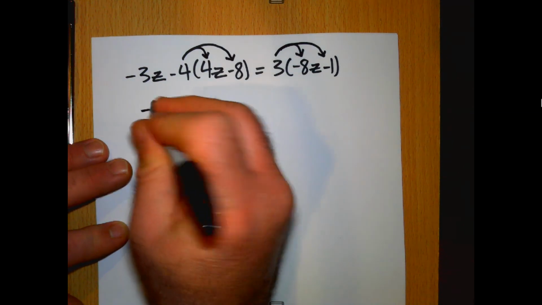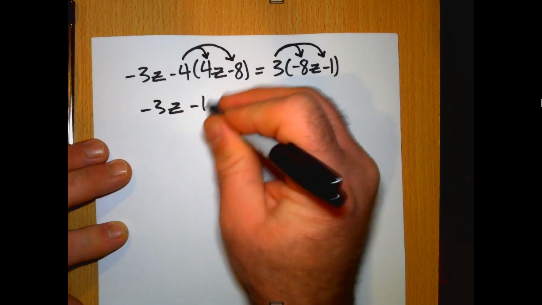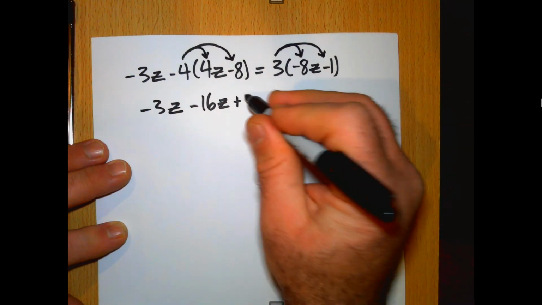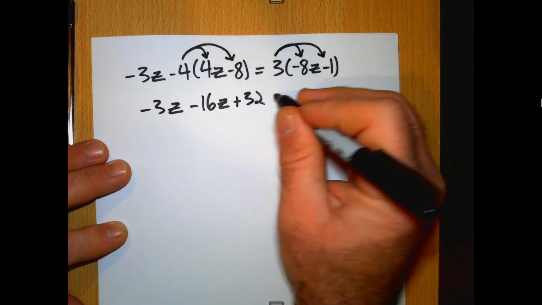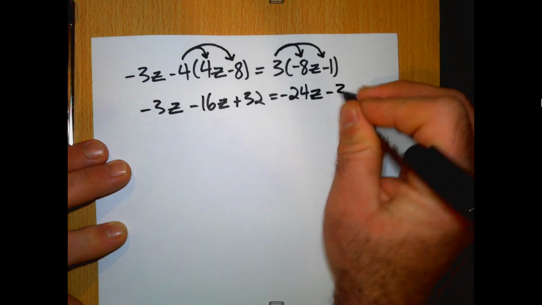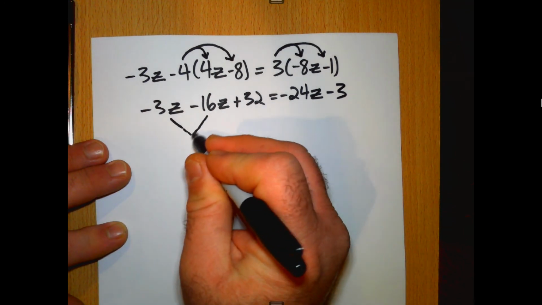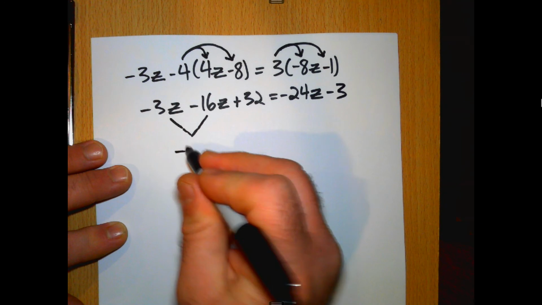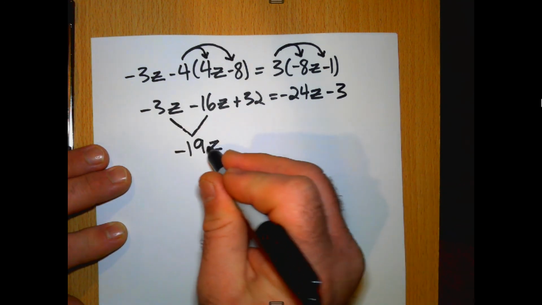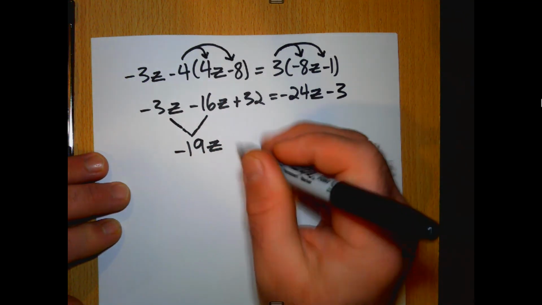So let's just simplify. Negative 16z plus 32 equals negative 24z minus 3. I'm going to find the like terms, and I'm going to simplify it to negative 19z. Negative 3z minus 16z is negative 19z.